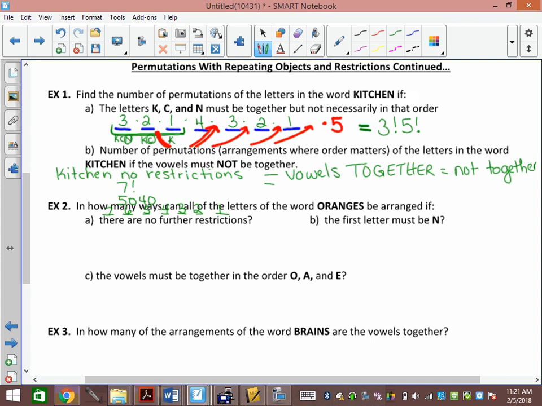Now we subtract off the vowels together. It's just like this, but just vowels together. How many vowels are in kitchen? 2, the I and the E. And you look again and make sure you only have 2, because it sucks when you miss one. Okay, so there are 2. We want to keep them together. 1, 2, 3, 4, 5, 6, 7. There's 2 that are together. I'm going to lump them together. Now, how many vowel options do I have for this blank? 2. Then this one. Then how many letters left? 4, 3, 2, 1. Blast off.